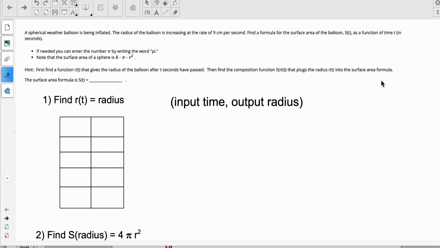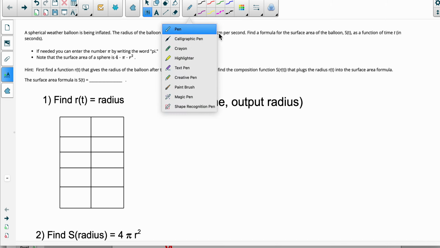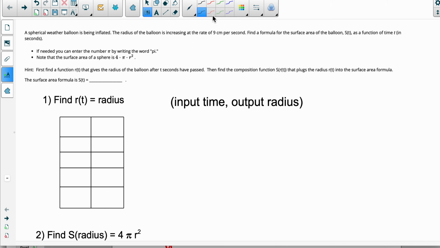Hey everyone, I'm going to do a quick video of this problem. I did one similar to this in class, but I got a couple of requests, so I just want to make sure that I give some clarifications on this. This can be a confusing topic.